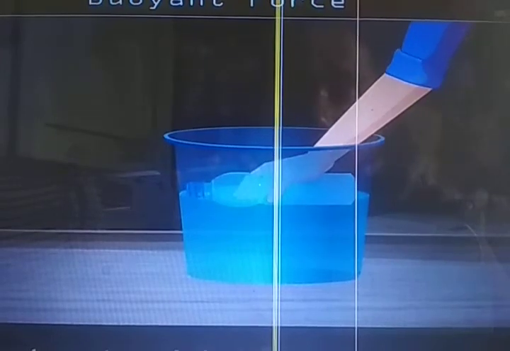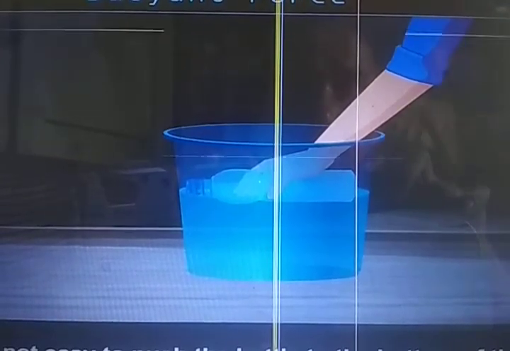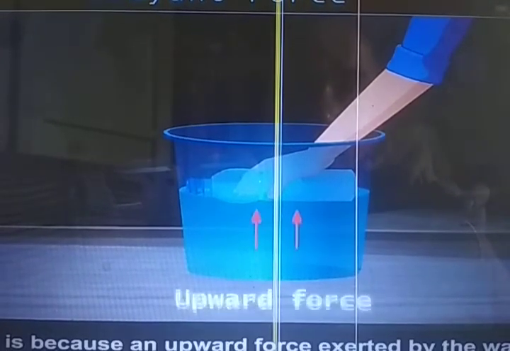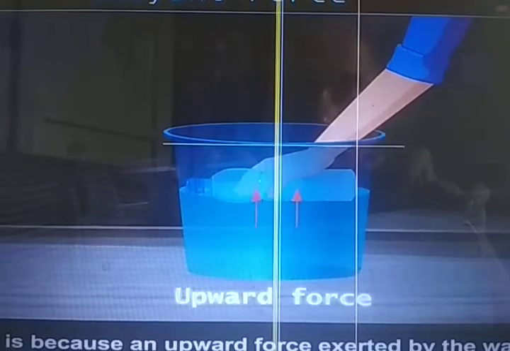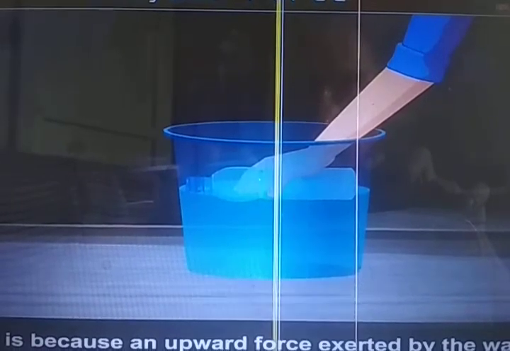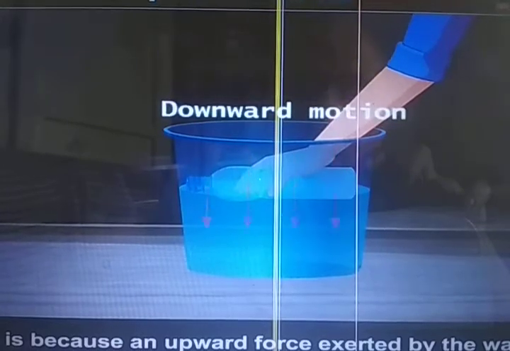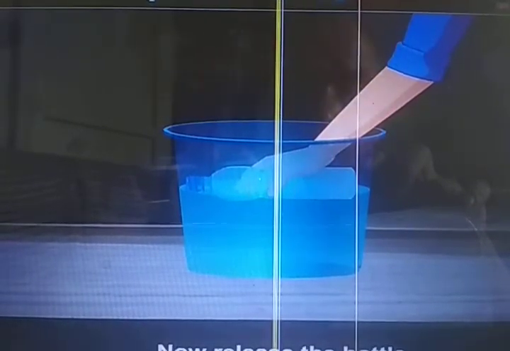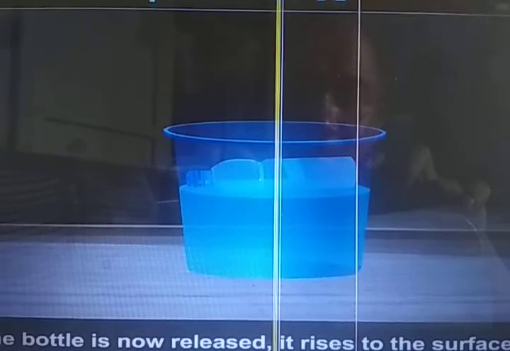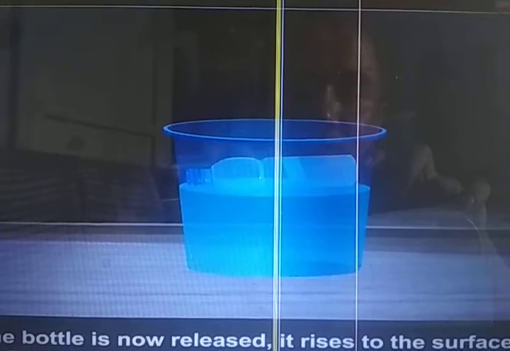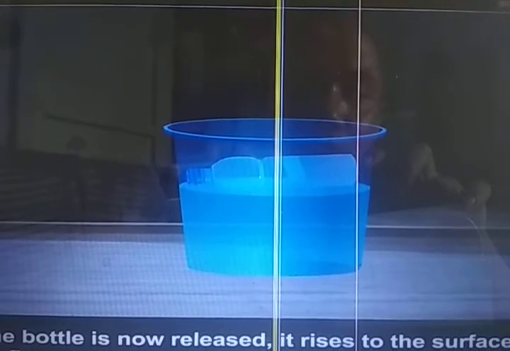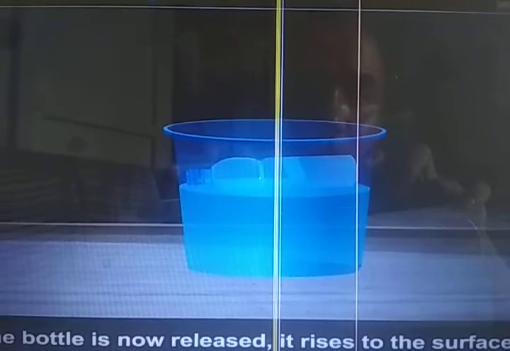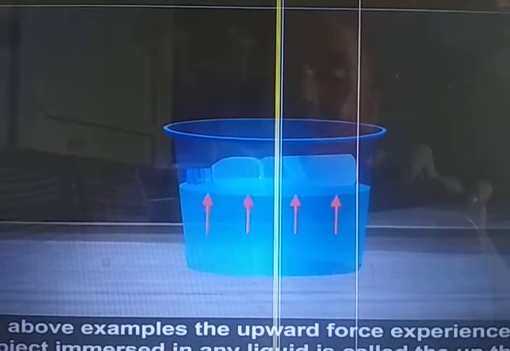The force which is acting upward is known as buoyant force or buoyancy. We put the downward force, and as soon as you release, then the glass is coming up again. This is called buoyant force or buoyancy. In other words, we call it upthrust.